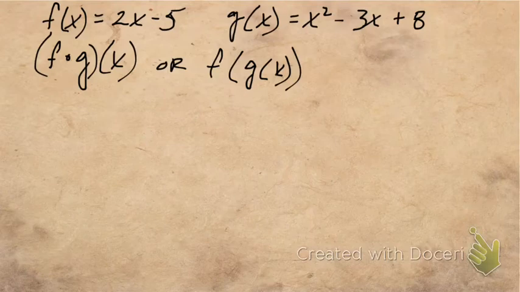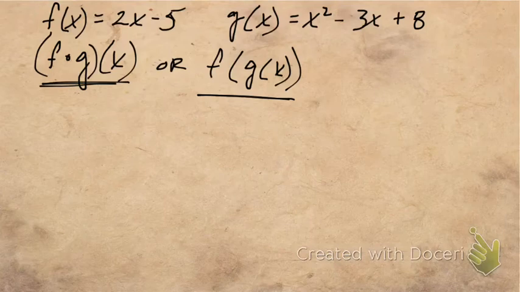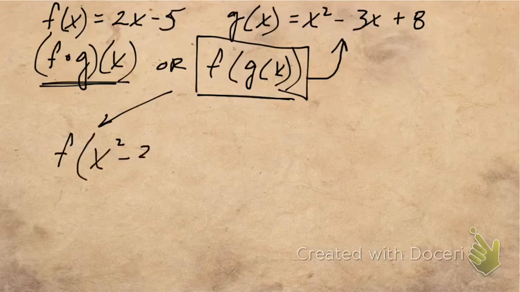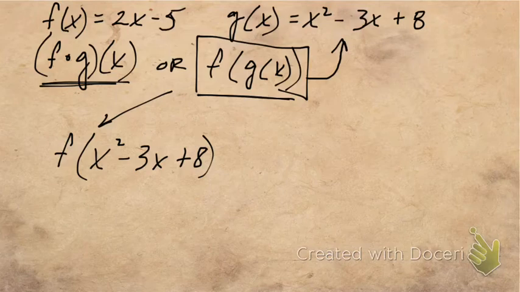Okay, so we are finding f of g of x. All right, so what do we know about g of x? Well, we know it's this, right? So I can rewrite this entire thing here as f of x squared minus 3x plus 8, because g of x is x squared minus 3x plus 8. So, do you see what I did there? Instead of the g of x, I just substituted what they told me it was equal to.